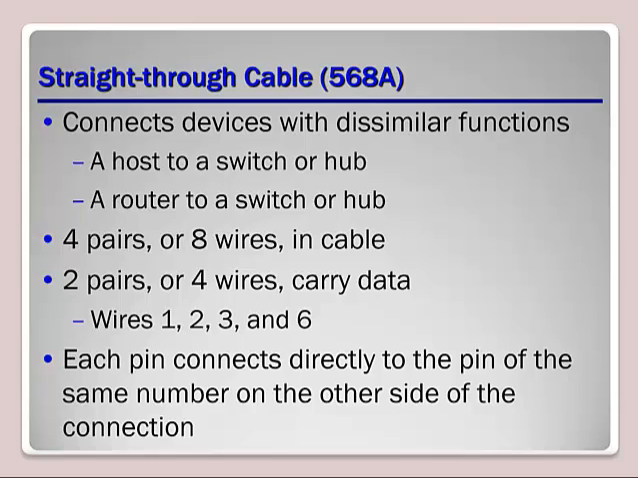A host or a computer to a switch or a hub, and then a router to a switch or hub. All right, so that you use a straight cable for. You have 4 pairs or 8 wires in the cable. 2 of those pairs, 4 of those wires carry the data, and that was what we talked about earlier with the 1, 2, 3, and 6. Each pin connects directly to the pin of the same number on the other side of the connection. Okay.